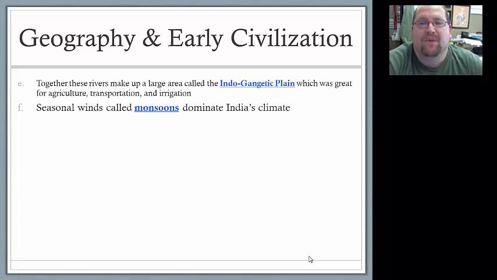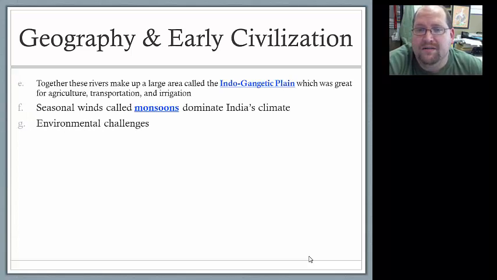Every season, seasonal winds called monsoons would dominate the climate of India. This can cause torrential downpours of rain, resulting in flooding. Imagine having to put up with that on a very inconsistent basis, kind of like in Mesopotamia with its flooding. In this case, it would be wind and rain.